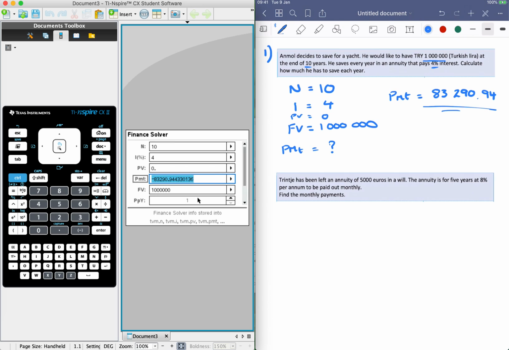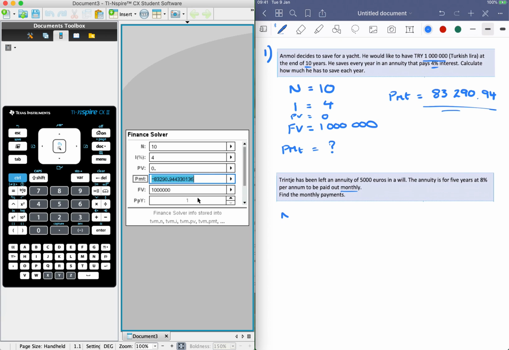Trintji, sorry if I pronounced that wrong for the Trintjis out there listening, has been left with an annuity of 5,000 euros in a will. The annuity is for 5 years at 8% per annum to be paid out monthly. Oh, so a slight change in here, monthly. Find the monthly payments. Okay, what do we know?